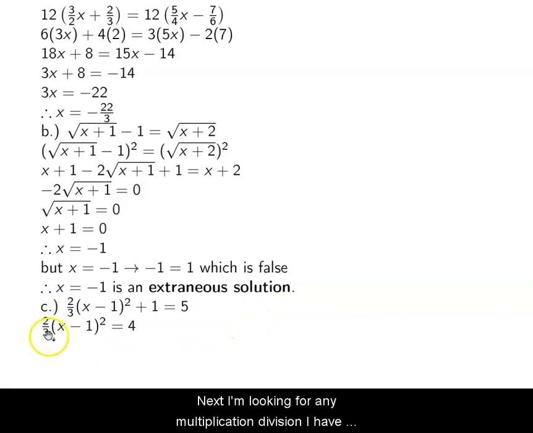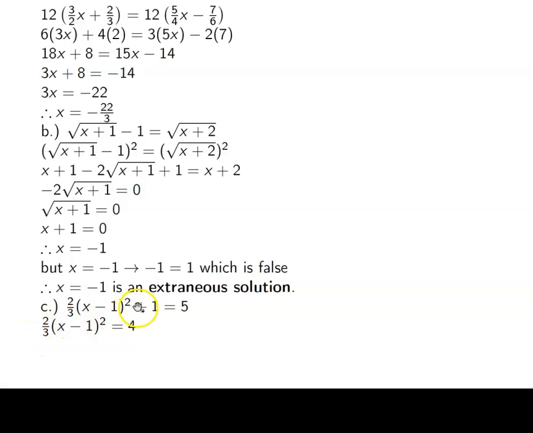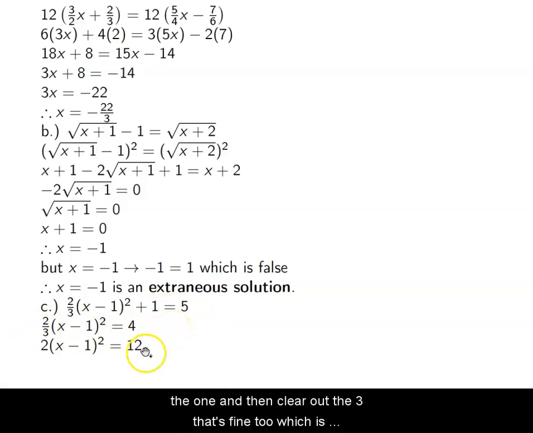Next, I'm looking for any multiplication division. I have this. So if I wanted to, since I have a fraction and an equal sign, at this step, I could have multiplied everything times the only denominator that's there, 3, and I'll get the same answer. And what that does for me is it clears out the fraction, right? This would turn into 2, this would turn into 3, this would turn into 15, and there'd be no more fractions for me to deal with. That's completely valid. There's no problems with that at all. In fact, oftentimes I'll do that as soon as I see a fraction. As soon as I see a fraction that's not inside of a parentheses, I'll just clear it out, okay? If I decide to just keep the number small and subtract the 1 and then clear out the 3, that's fine too, which is what I do here, right?